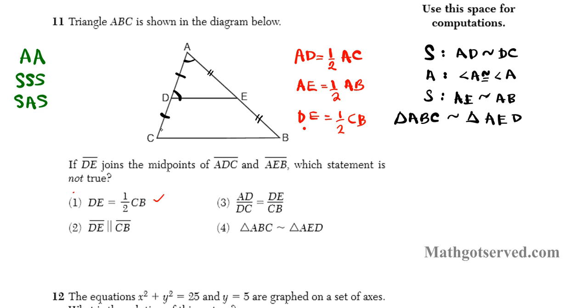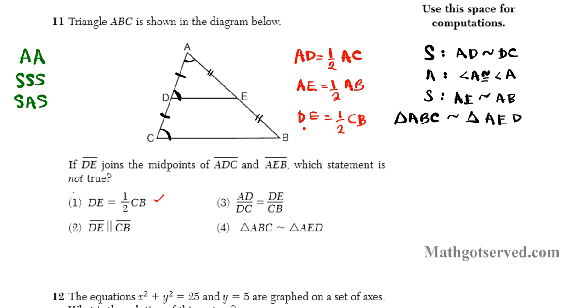If I can show that these two angles are congruent, then I can know that these two lines are parallel. Because if you have two lines cut by a transversal and corresponding angles are congruent, then the two lines must be parallel. So what do we know about these two triangles?